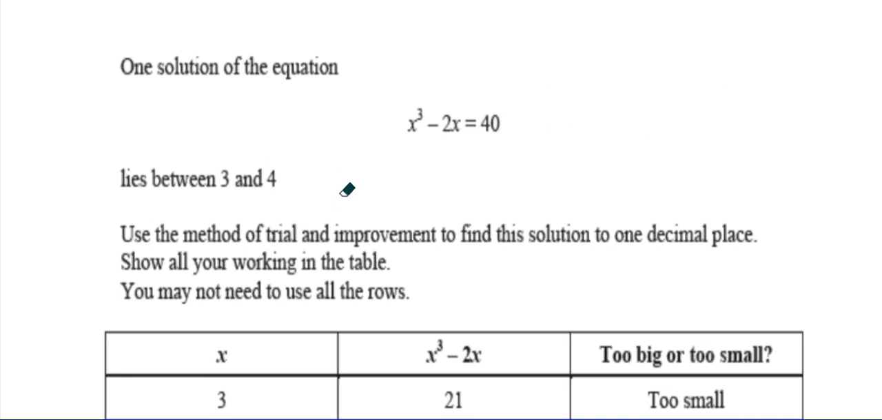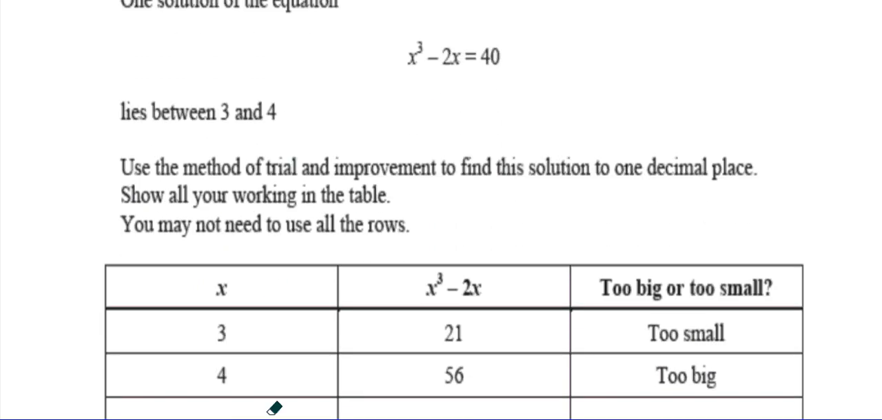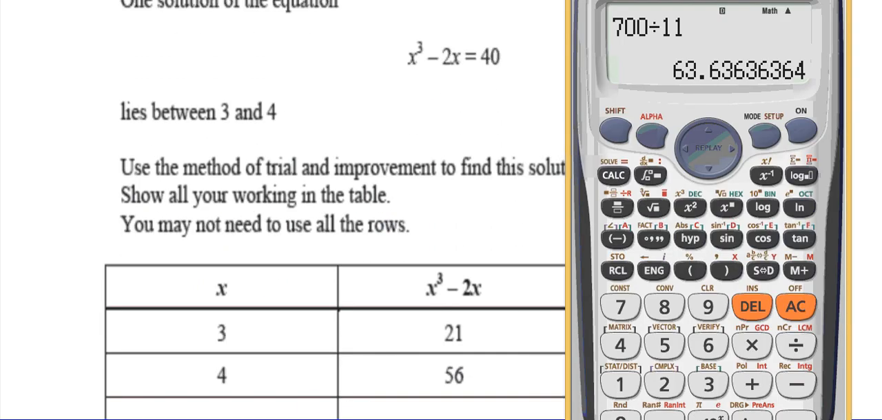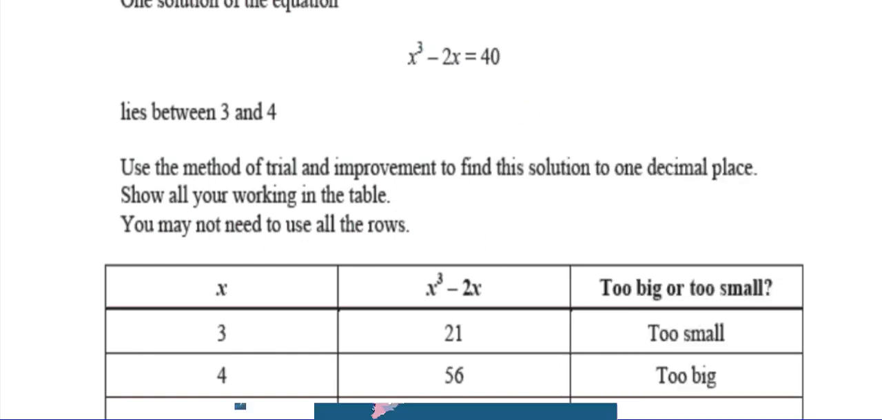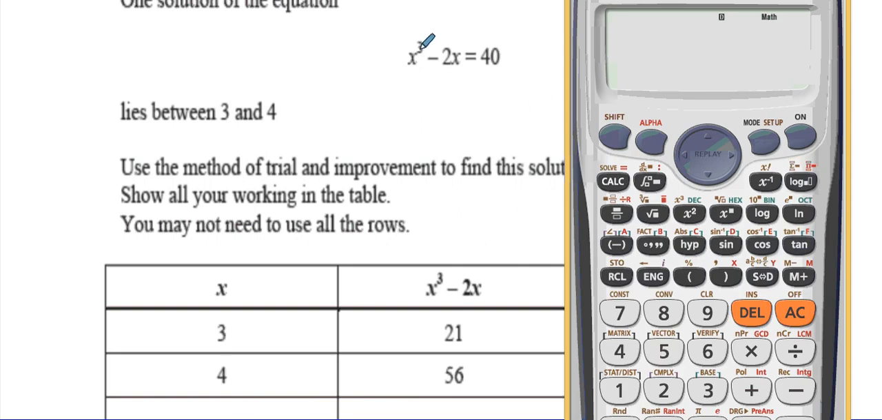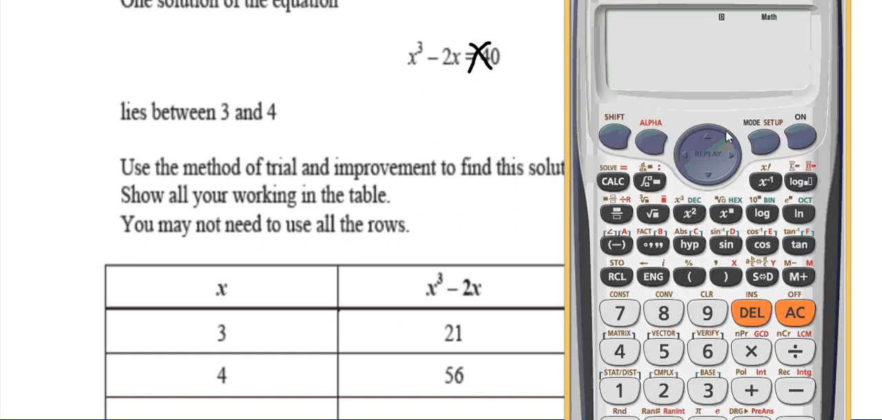Good. So what we are going to do is pull out your calculator and save this function in the calculator. The function is x power 3 minus 2x equals 40. So ignore this equals 40, and then store x power 3 minus 2x.